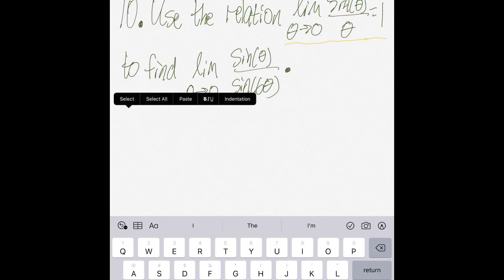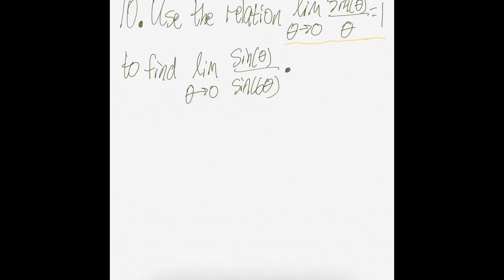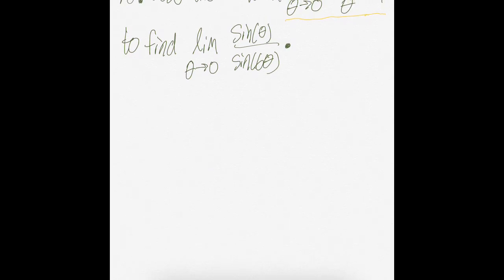The problem is that I don't see anything here that looks like sine of something over that same something. Like in this relation which we're supposed to use, there's very clearly sine of something, theta can be whatever, over that same something, but I don't see that here. But what I can do, well, surely if I multiply this by 1, then nothing will change.